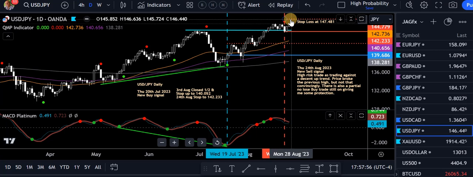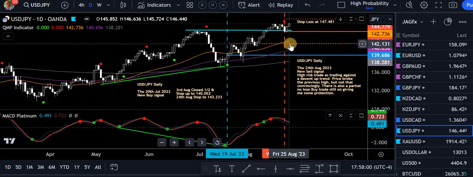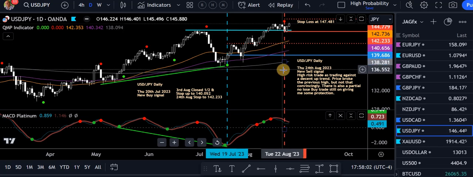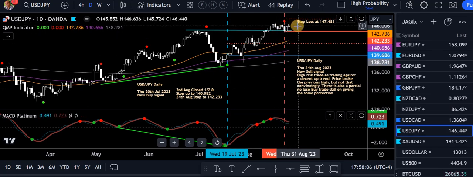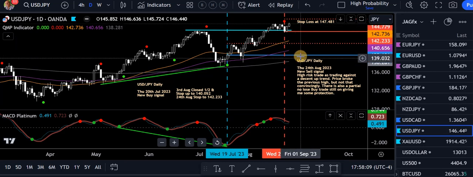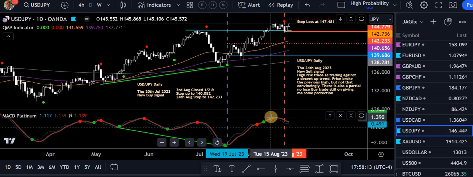And look, we're heading up towards a stop on the sell. Not the end of the world though, because I've got this buy on, so that helps. Just makes life a little bit easier for me. But ideally, I'd like to see this roll over to the downside and be profitable on both trades. That's the ideal scenario. MACD platinum above the 0 level.